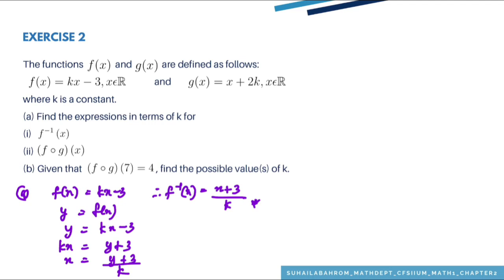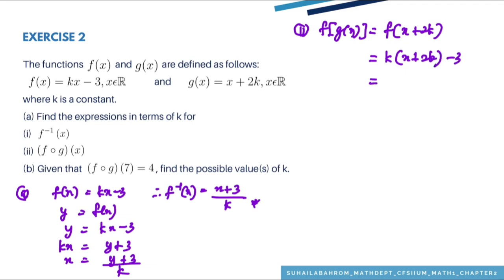And then the next one, we need to find the composite function for part 2. So for the composite function, fg(x) is equal to f. We need to write down the inner function first. We have the function g, which is x plus 2k. And we need to substitute x as x plus 2k inside the function f. So we have f, which is k, and our x we substitute with x plus 2k, and then minus 3. So expand the expression here: kx plus 2k squared minus 3. This is our f composite g in terms of k.